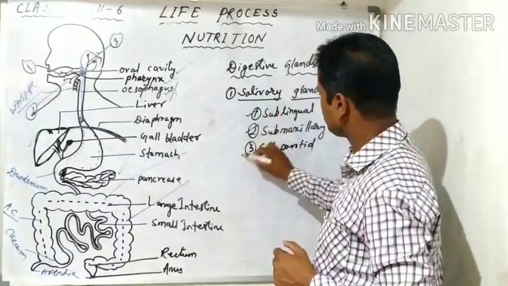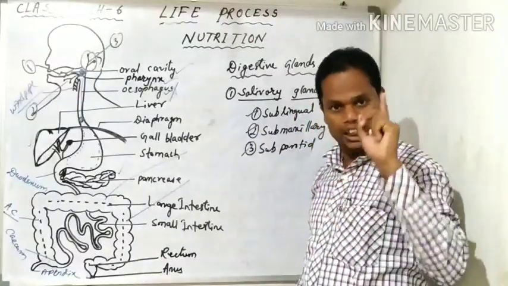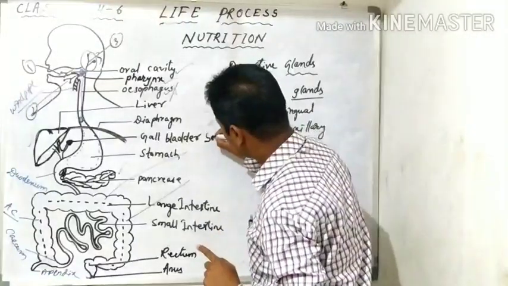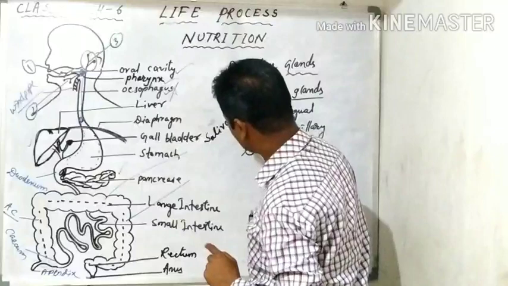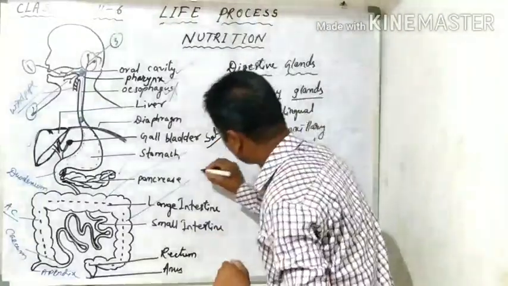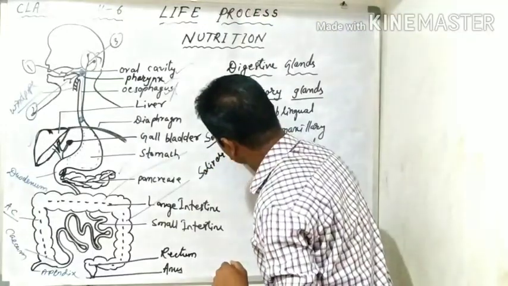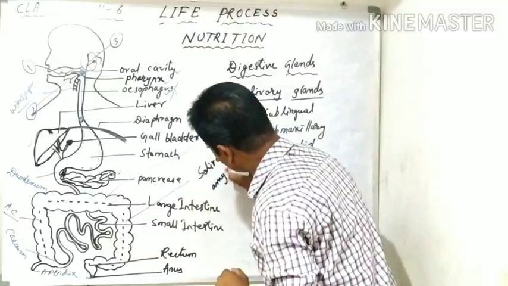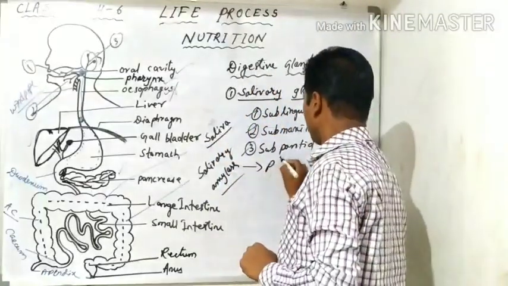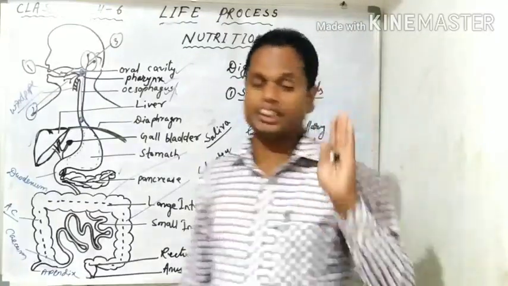Subparotid. All these three types of salivary glands have a single function, that is secretion of saliva, or salivary amylase. It is simply called ptyalin.